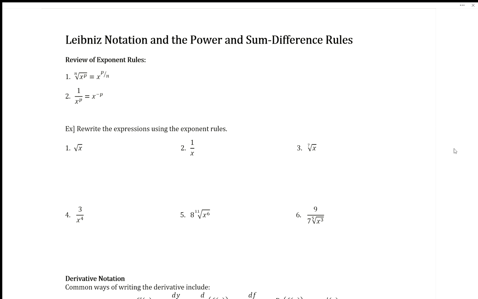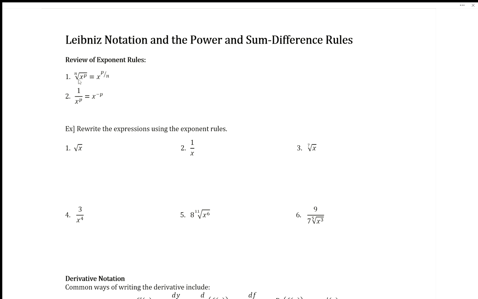Hi everyone, and welcome to our video on the introduction to Leibniz notation, which is a way to do derivatives. But in this video, we're first just going to look at the rules for exponents that are important for us when we're doing derivatives. So there's really just two big ones.